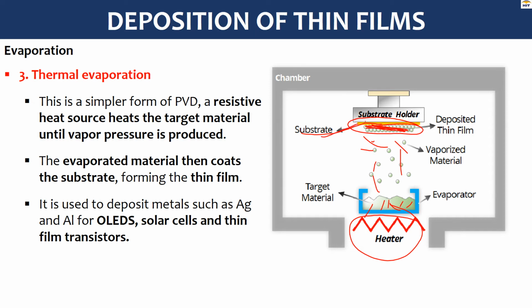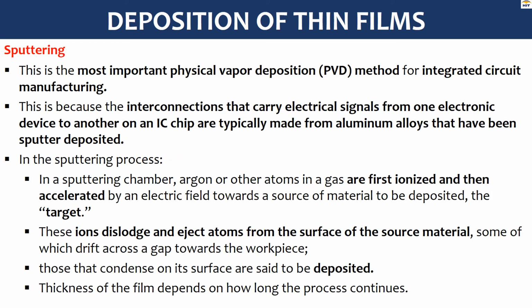There's a thin film that forms here on the substrate material, which is brownish in color. This is used in your solar cells and also your thin film transistors. Then you've got sputtering. This is actually the most important PVD method for IC manufacturing. Why? Because the interconnections that carry electrical signals from one electronic device to another on an IC chip are typically made of aluminum alloys that have been deposited using sputtering.